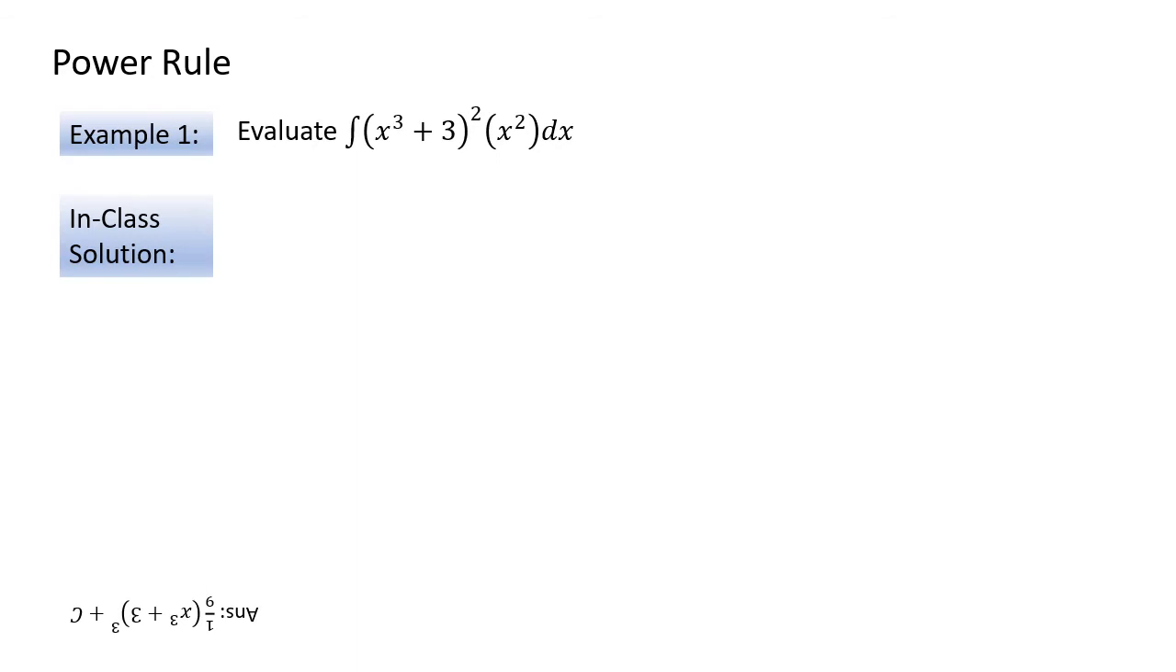Again, if you've already watched the other video, the other lesson 2.1, it's the same examples. I'm just doing them using a different method. So this is evaluating the integral of x cubed plus 3 squared times x squared dx. Again, anytime you see a function like this in the brackets raised to an exponent, that's usually a good function to let represent u. So I'm going to let u equal x cubed plus 3.